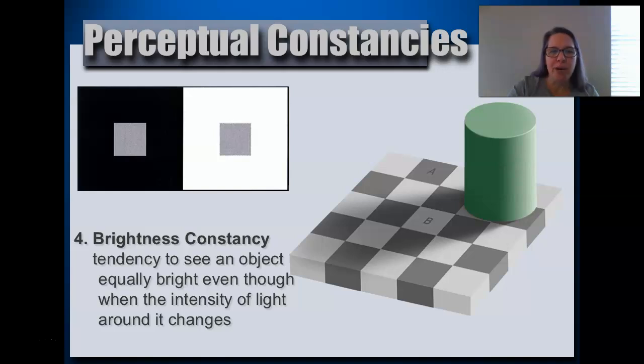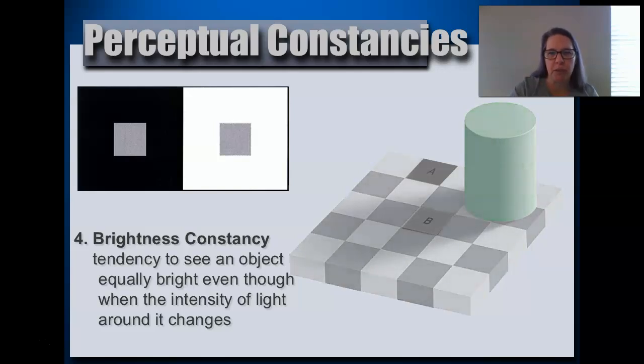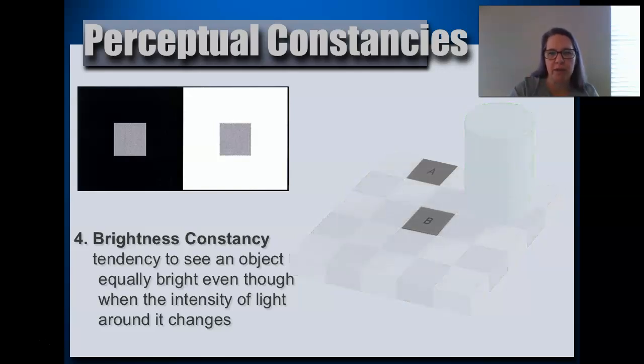All right, and brightness constancy, and that was talked about in that little video clip as well with the dress. So it's our tendency to see an object as equally bright even though the intensity of light around it changes. So this example here, okay. So when that is taken away, you notice that the A and the B square are actually the same color.